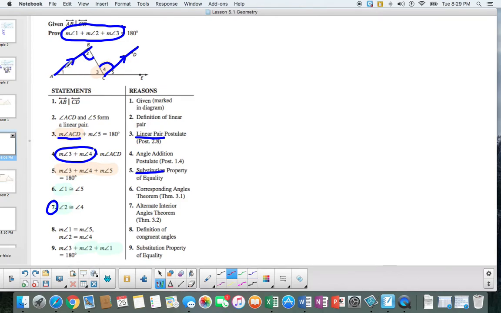Okay, now I also see that these angles are going to be congruent, and that's what I have here. And that's because if two lines are parallel, corresponding angles are congruent.